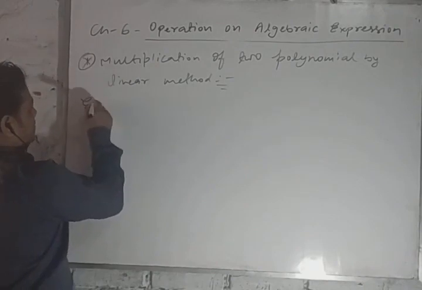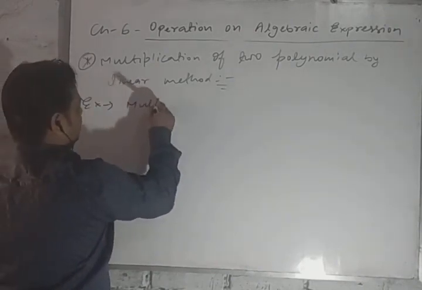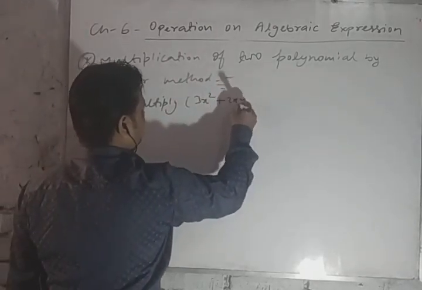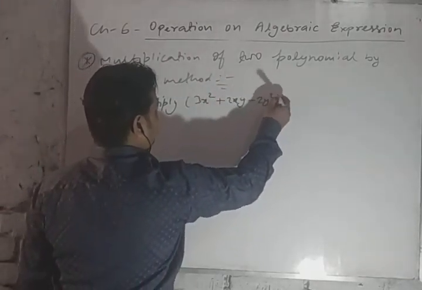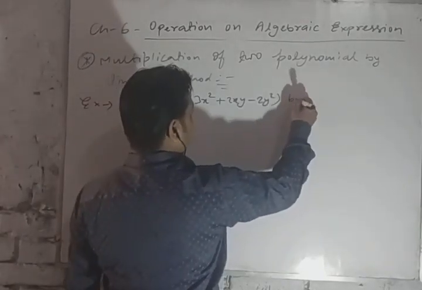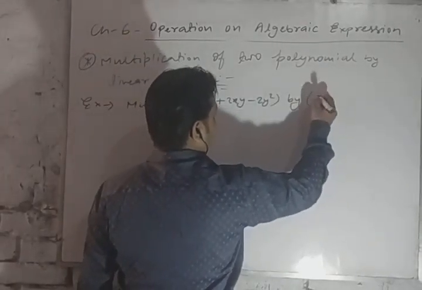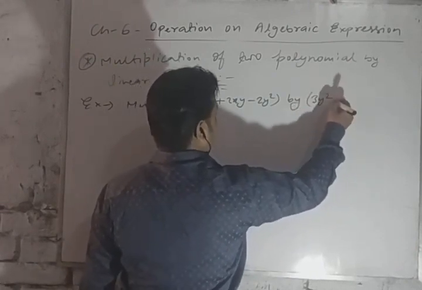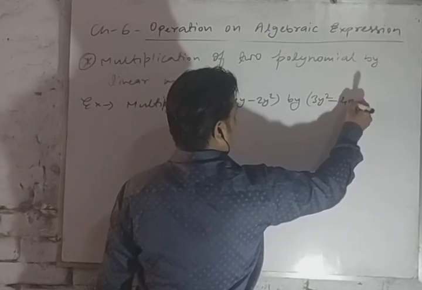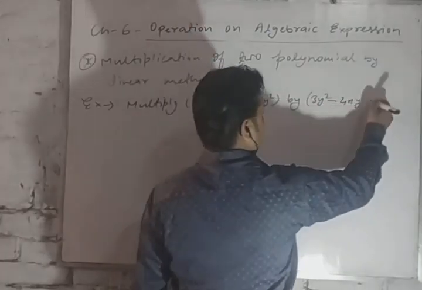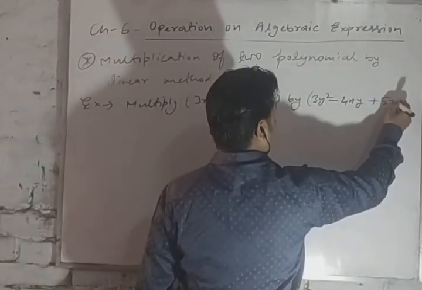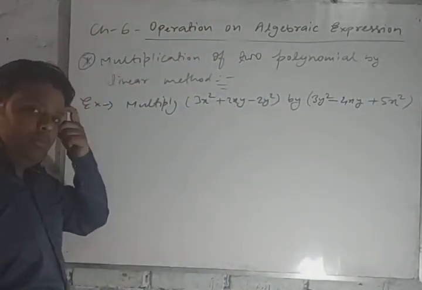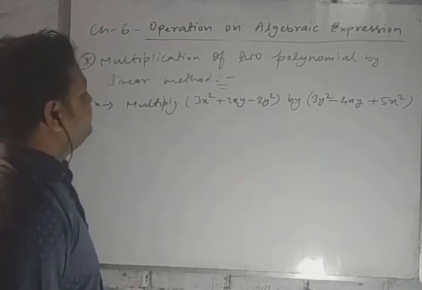If the question is: multiply 3x square plus 2xy minus 2y square by 3y square minus 4xy plus 5x square. Both are polynomials and we have to multiply them.